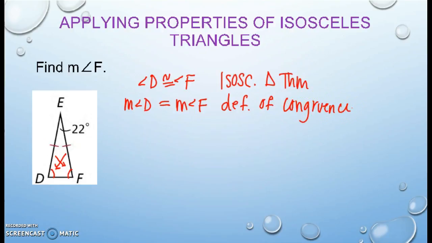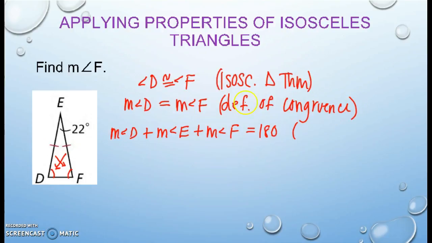Next, I can state that all three angles of a triangle have to add up to 180. If you think back, that's called the triangle sum theorem. So I can say that the measure of angle D plus the measure of angle E plus the measure of angle F has to equal 180 degrees. That is just called the triangle sum theorem.